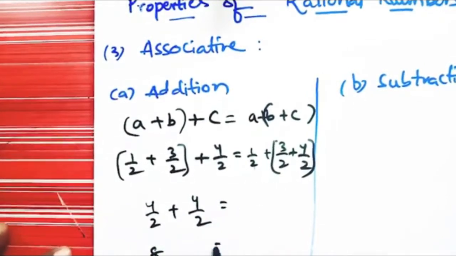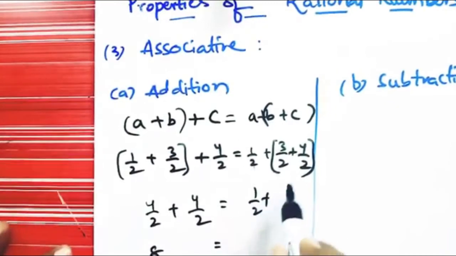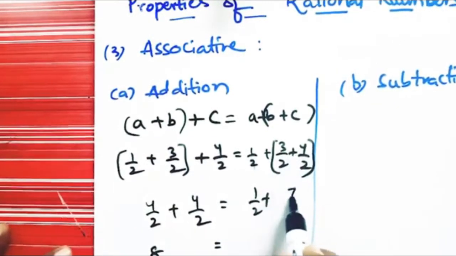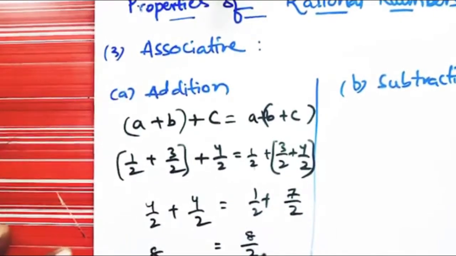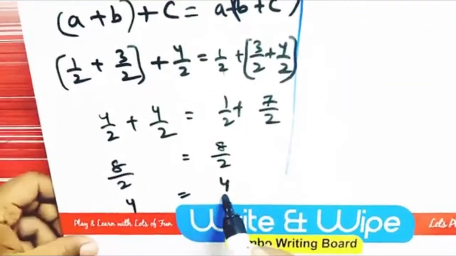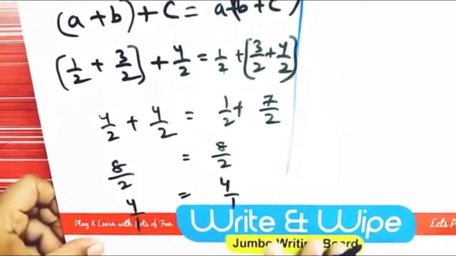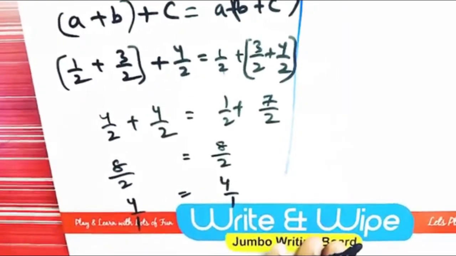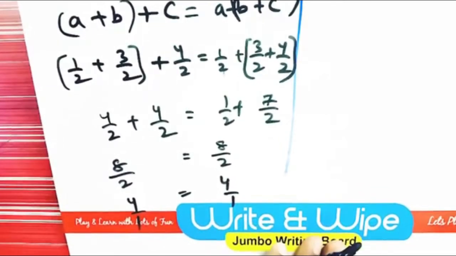Then the right side: 1 by 2 plus, and first we add the second and third rational numbers. So 3 plus 4 is 7 by 2. Then add this answer and the first number, that is 8 by 2, which gives 4. So 4 is a rational number on both sides. From this example we can conclude that rational numbers satisfy the associative property under addition.